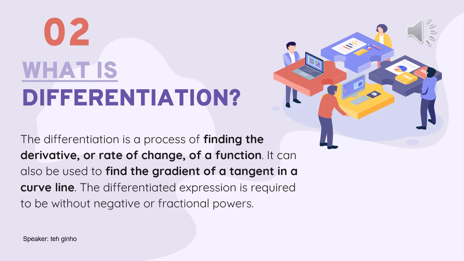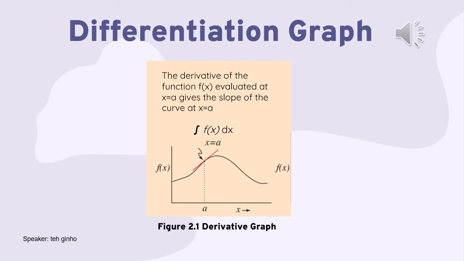What is differentiation? It is a process of finding the derivative or the rate of change in a function. It can also be used to find the gradient of a tangent to a curved line. As you can see in the differentiation graph here, f(x) dx, there is the curved line and the tangent line at x equals a.